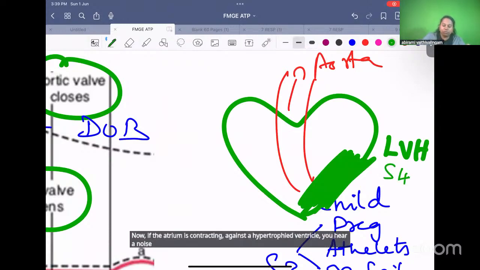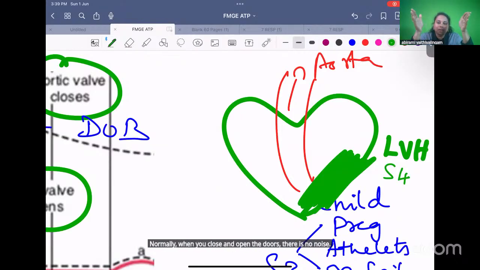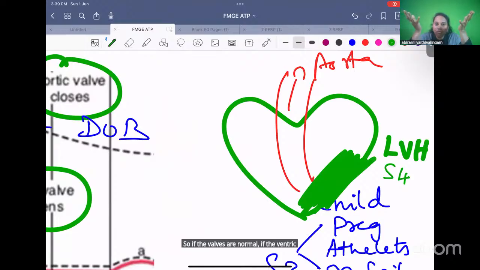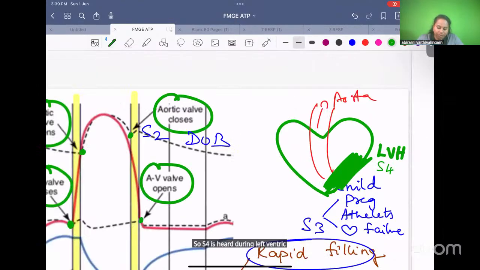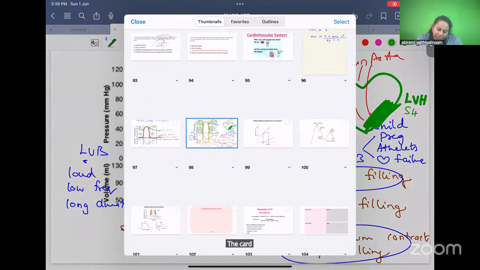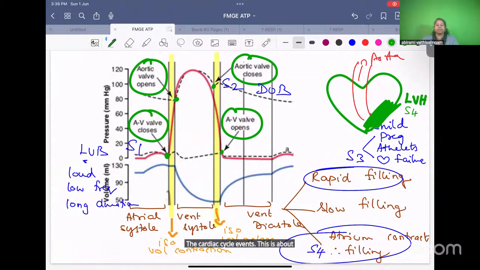This is S4. Normally, when you close and open the doors, there is no noise. But during rainy season, if the wood has expanded, now you close and open the door, you will hear a noise. So if the valves are normal, if the ventricle is normal, you don't hear a noise. But if the ventricle is hypertrophied, then only you will hear the noise. So S4 is heard during left ventricular hypertrophy. This is how we correlate the cardiac cycle events. This is about the cardiac cycle.